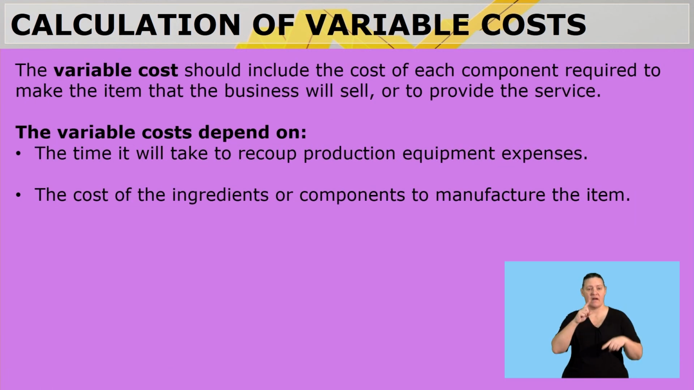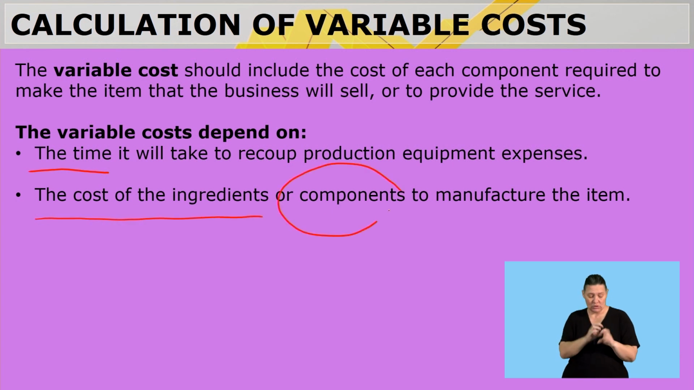Calculation of variable cost. The variable cost should include the cost of each component required to make an item that the business will sell or to provide a service. The variable cost depends on the time it will take to recoup production equipment expenses and also the cost of all the ingredients or components to manufacture the item.